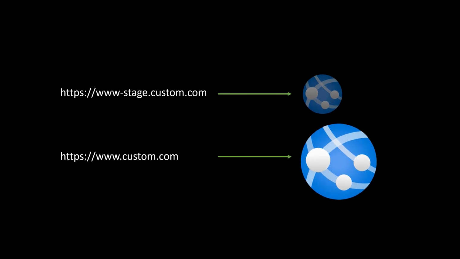Another way to use deployment slots is to assign different DNS names to the slots. This allows you to stage your workload, test it, and then when the time is right, you can flip the switch and promote stage to production.